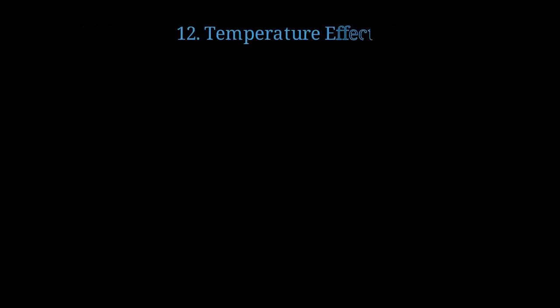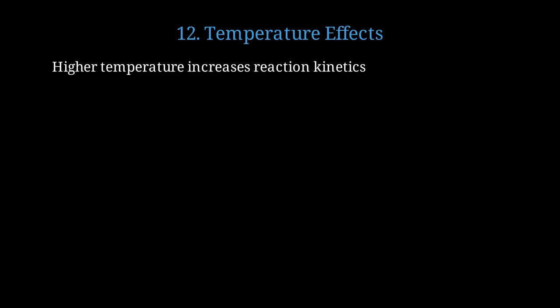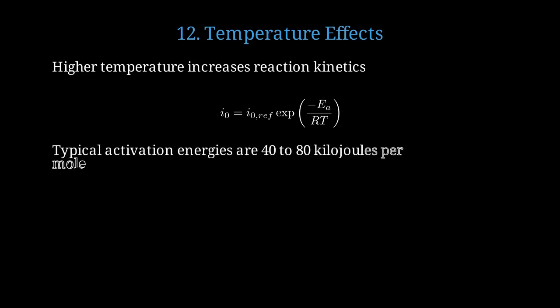Temperature significantly influences fuel cell performance through multiple mechanisms. Increasing temperature accelerates electrochemical reaction rates by providing more thermal energy to overcome activation barriers. Exchange current density follows Arrhenius behavior, exponential of negative activation energy over RT. Electrochemical reactions typically have activation energies between 40 and 80 kilojoules per mole. With these activation energies, a 10-degree temperature increase can double reaction rates.